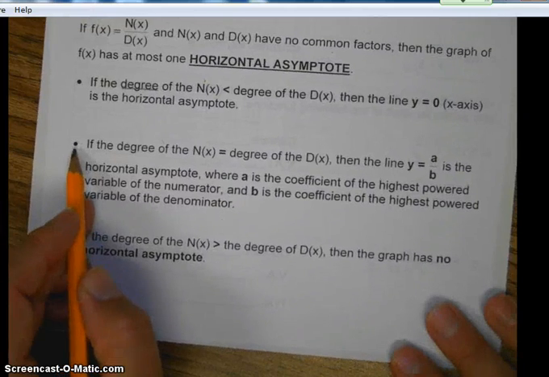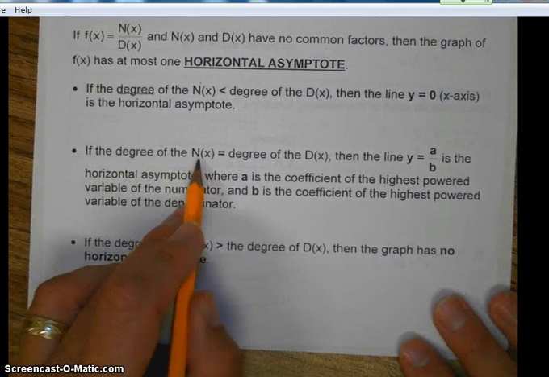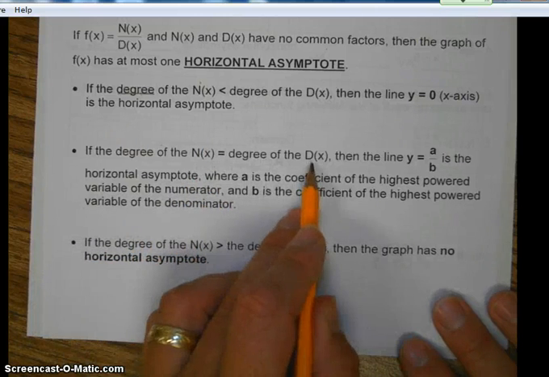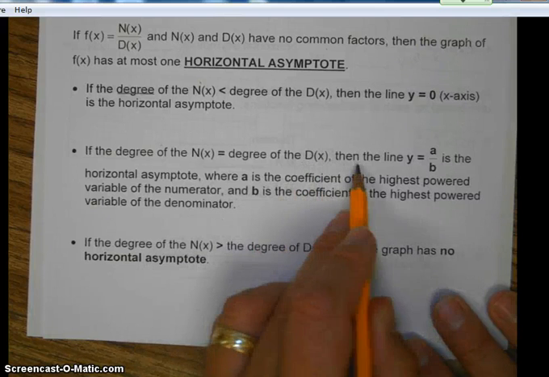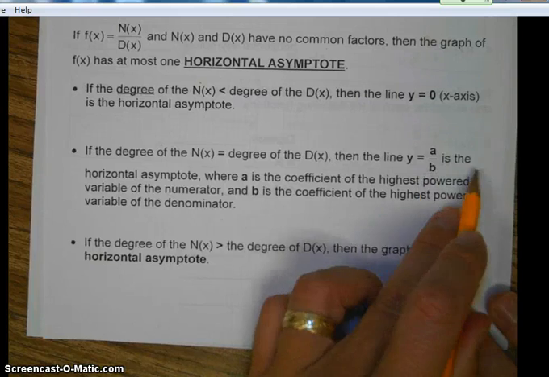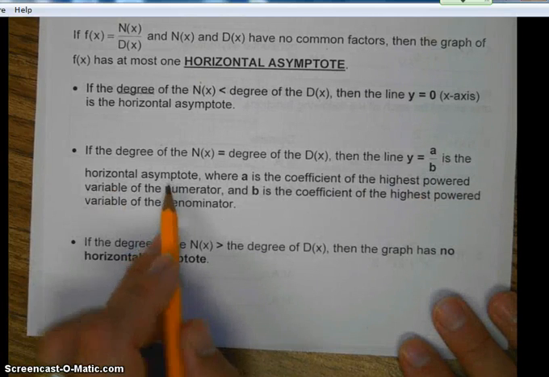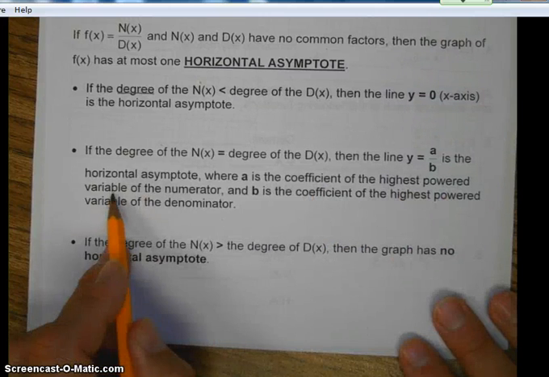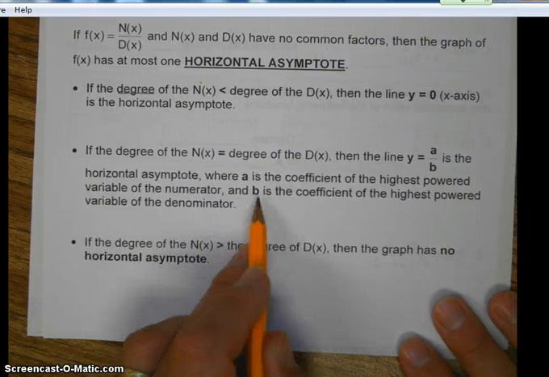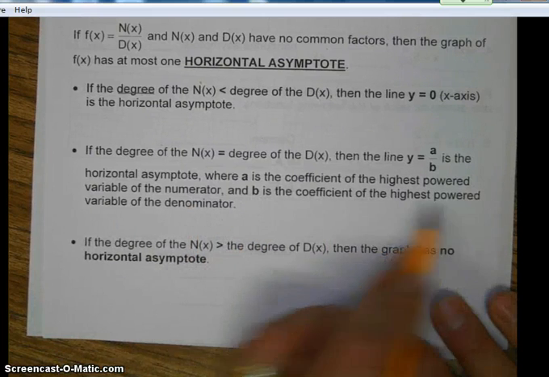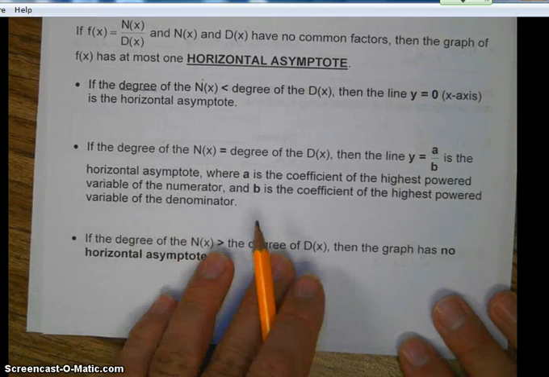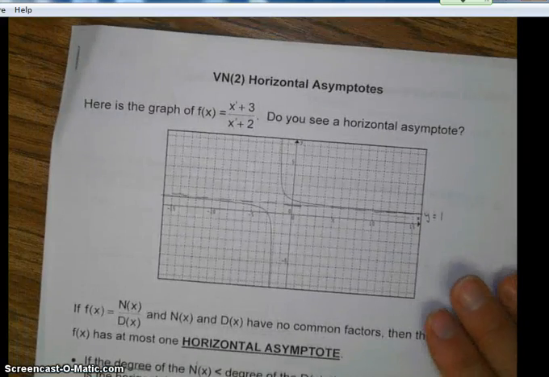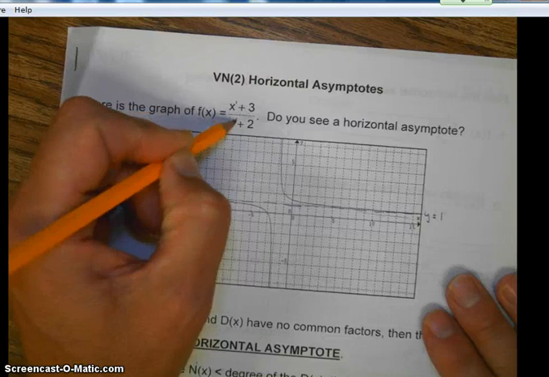Second condition. If the degree of the function in the numerator is equal to the degree of the denominator function, then the line y equals a over b is the horizontal asymptote, where a is the coefficient of the highest powered variable of the numerator, and b is the coefficient of the highest powered variable of the denominator. Well, let's see. We're looking to see if the degrees are equal. Going back up here, the degrees are equal to each other.